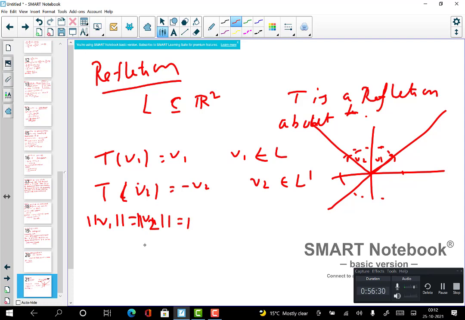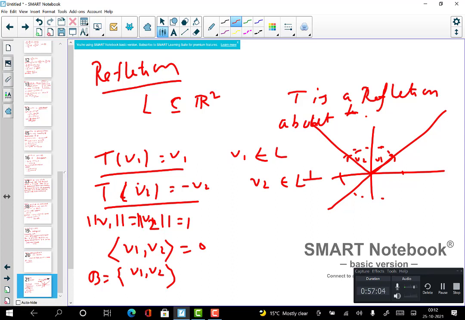Because V1 and V2 are in perpendicular spaces, they are orthogonal. So what does that mean? This basis B, consisting of V1 and V2, is an orthogonal basis, and it is also made of eigenvectors. V1 and V2 are eigenvectors of T corresponding to eigenvalues 1 and minus 1. So the vector space V has an orthogonal basis consisting of eigenvectors V1 and V2 with eigenvalues plus 1 and minus 1. So this is a proof that T is both self-adjoint and orthogonal. Okay, maybe I will stop here.